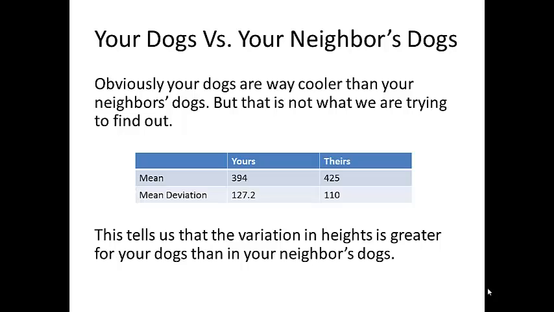Your dogs versus your neighbor's dogs. What does this really mean? Obviously, your dogs are way cooler than your neighbor's dogs, but that is not what we're trying to find out. We can put this information into a table, like the one shown, to help us analyze the data. We can look at this data and tell that the variation in height is greater for your dogs than in your neighbor's dogs.